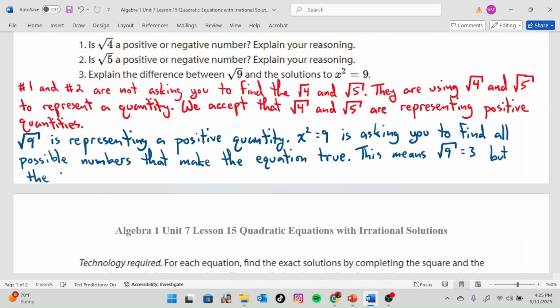but the solutions to x squared equals 9 are 3 and -3. So there is a difference in mathematics when you're being more precise about how it is written and how it is read.